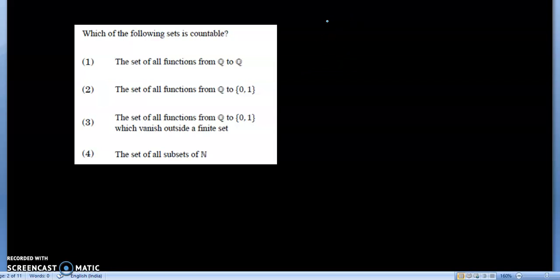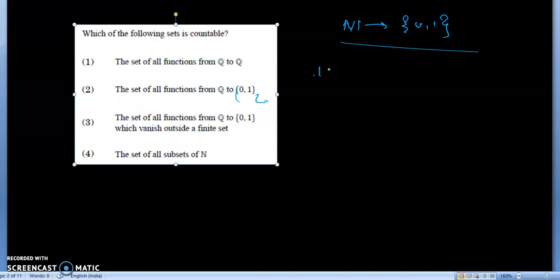My question is, how many functions are there from the set of natural numbers to {0, 1}? If we construct, say, f is a function like this, with values 1 0 0 0 1 0 0 0 0 0 and so on. That means f(1) is 1, f(2) is 0, f(3) is 0, f(4) is 0, f(5) is 1, f(6) is 0, f(7) is 0, f(8) is 0, and so on.